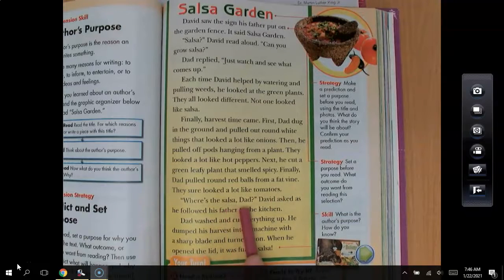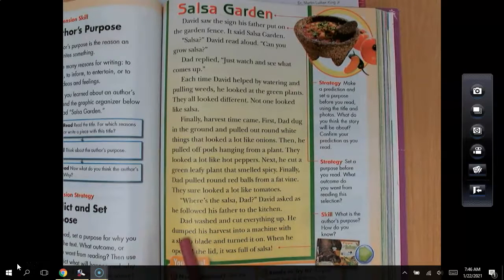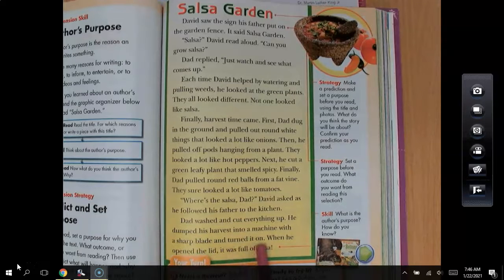Where's the salsa, Dad? David asked as he followed his father to the kitchen. Dad washed and cut everything up. He dumped his harvest into a machine with a sharp blade and turned it on. When he opened the lid, it was full of salsa.